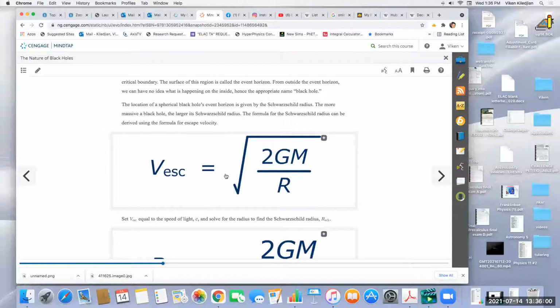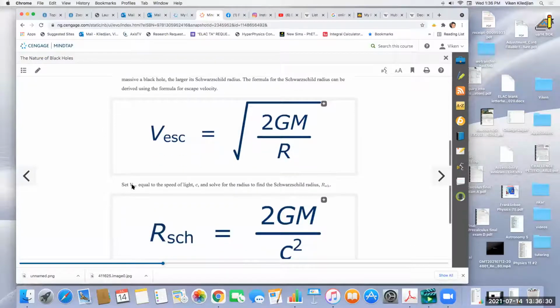V escape is equal to the square root of 2GM over r. This is the general equation for the escape velocity that you need in order to escape any planet's surface or any star's surface. But the escape velocity from the event horizon of a black hole is equal to the speed of light c. So using that fact, we can square both sides of this equation and come up with an equation for r.